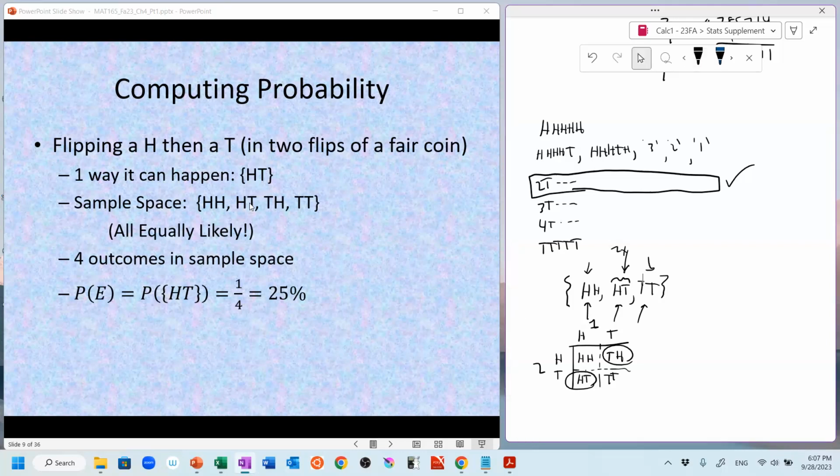So I have to have head tail and tail head as separate outcomes. Flipping a head then a tail, there's only one outcome in that event, head tail. There are 4 outcomes in the sample space. They are all equally likely. So the probability of getting a head then a tail is 25%, 1 in 4.